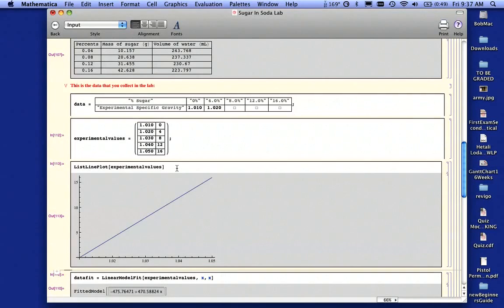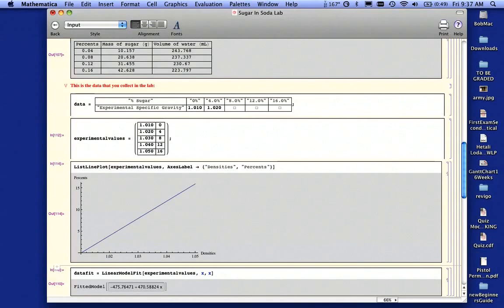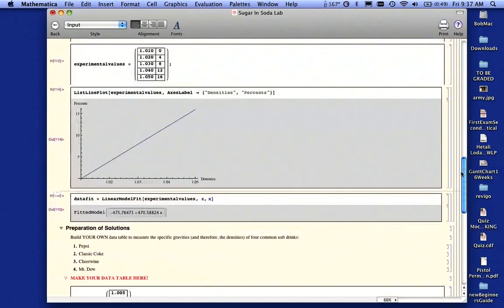Okay. All right. Now, it's a pretty straight line, isn't it? Okay, pretty nice. And we could put some labels on it to make it look a little nicer. Hyphen, greater than sign, and I'm going to put in quotes here, I got densities on the x-axis. If I could type, I'd be okay. I got percents. Let's put some labels on them. Okay, so that's my data from the lab.